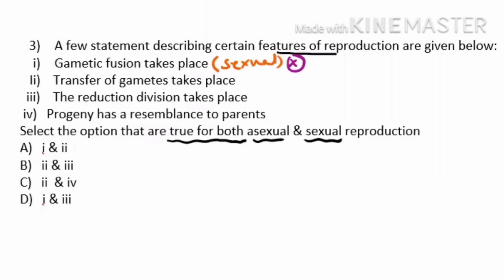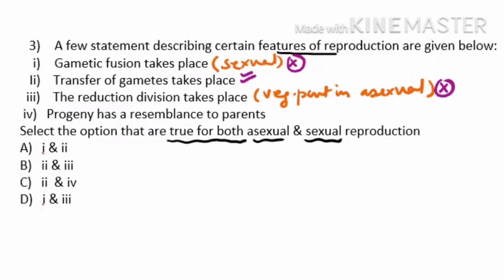Transfer of gametes will occur, yes, transfer of gametes can occur in both cases, asexual as well as sexual. Reduction division takes place. It is not necessary that reduction division has to be done for asexual, because asexual can occur generally by the vegetative part of the body only. So vegetative parts of the body are used in asexual, so we can't say reduction division has to occur. So this statement also you can't take as common for both.